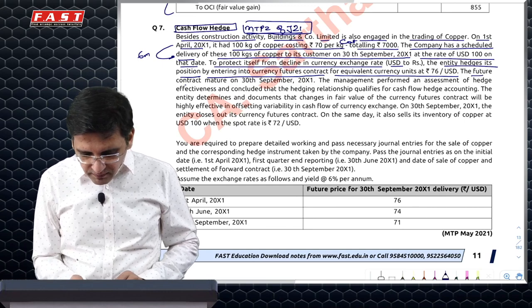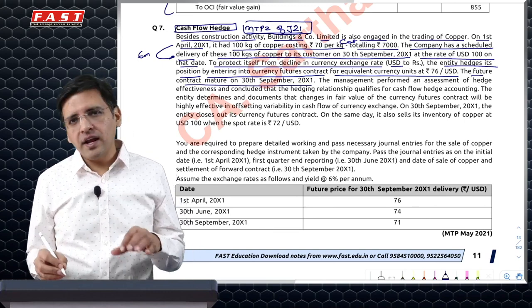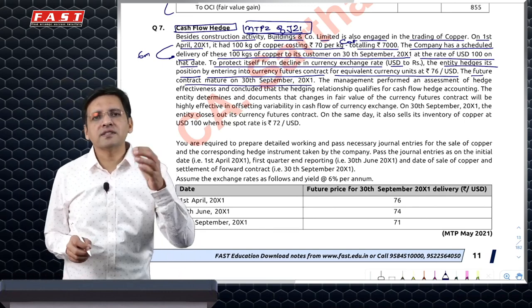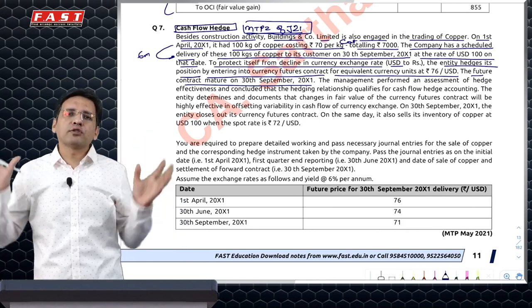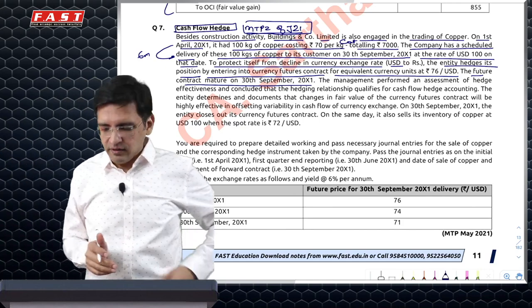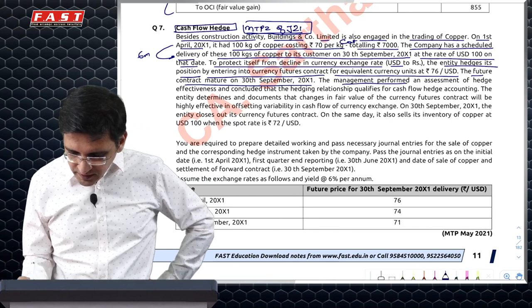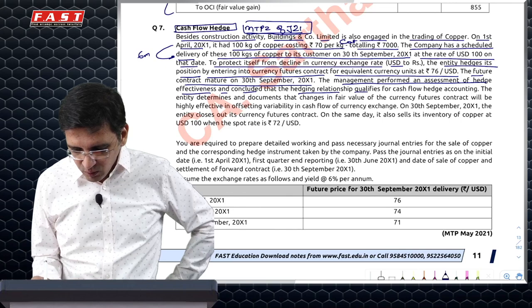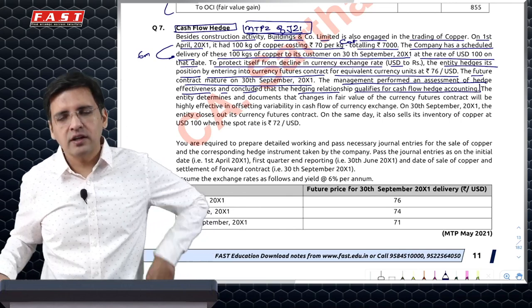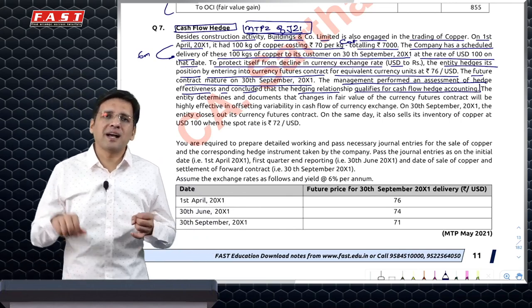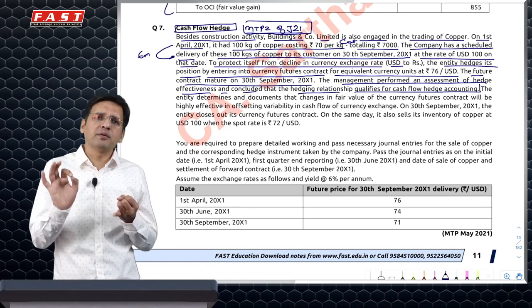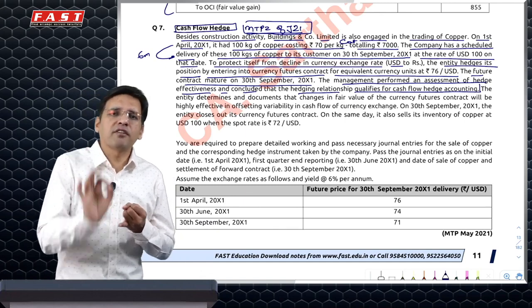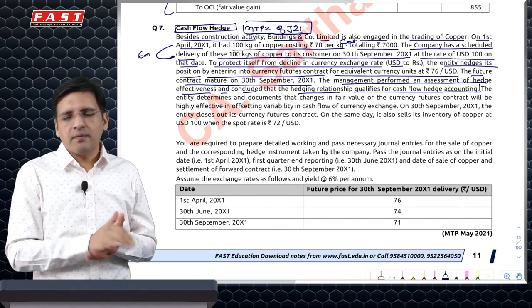The future contract matures on 30th September. So you've actually taken a future, unlike the previous questions. It was just that the rates were given to calculate a gain or loss. Here you've actually taken a future. The management performed an assessment of the hedge effectiveness and concluded that the hedging relationship qualifies to be a cash flow hedge accounting. Now, what happens in cash flow hedge accounting? It is absolutely like any derivative FVTPL accounting. You can simply say instead of FVTPL, you have to do FVOCI.